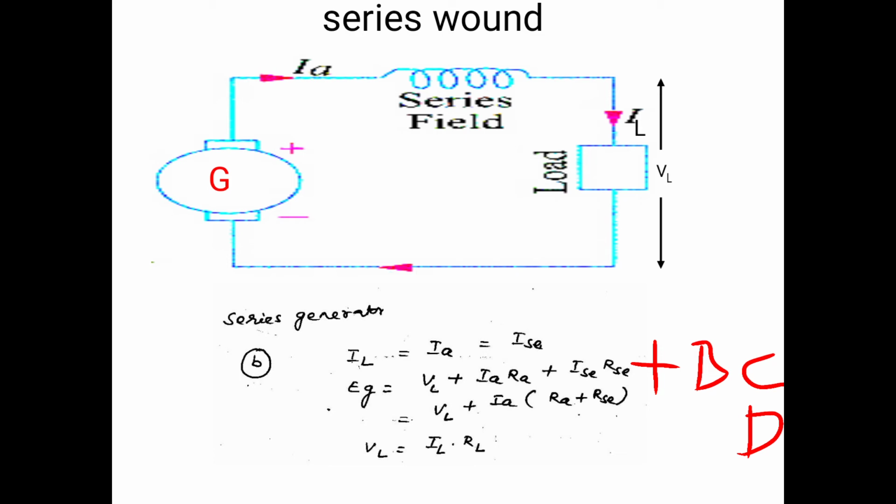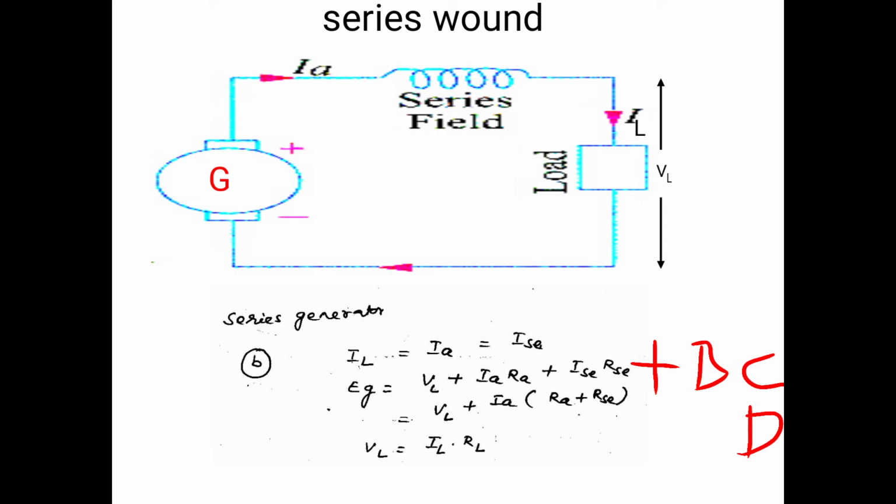Generally, if a winding is there, it automatically has some resistance value. Due to this resistance, some voltage is dropped in that winding. So the total generated EMF equals EG. In this total generated EMF, some voltage drops in the armature winding, some voltage drops in the series field winding, and the remaining voltage is applied to the load. So the total generated voltage equals the load voltage plus the series field winding voltage drop.